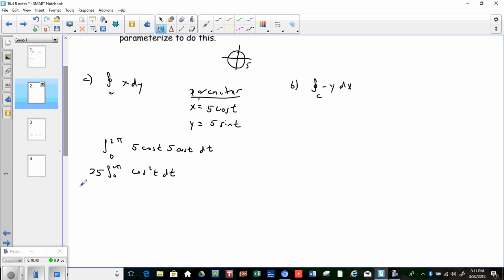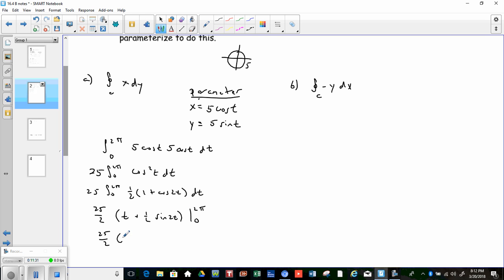And cosine squared, we have to use our reduction formula, so it's going to be 25 integral from 0 to 2 pi. Remember, the reduction of cosine squared is 1/2 times 1 plus cosine of twice the angle, dt. We can pull the 1/2 out to the front, and then we can start taking the antiderivative. So the antiderivative of 1 is going to be t. Antiderivative of cosine 2t is going to be plus 1/2 sine 2t. And we'll evaluate that from 0 to 2 pi. So we get 25 halves.